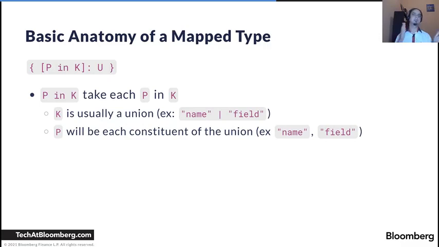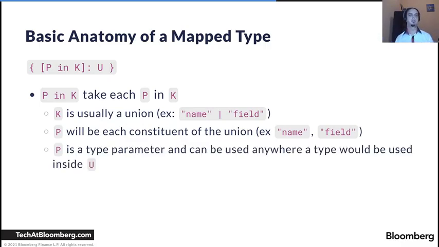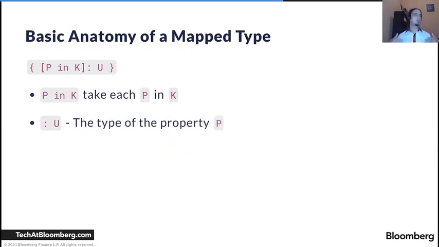And P will be each constituent of the union in turn. So first of all it will be name, then it will be field, then it will be whatever else is in the union. P is a new type parameter and can be used anywhere a type would be used inside the type expression U. So what is U? U is the type of the property P. So for each constituent in the union K, which is going to be name and age, each one of these is going to get its own type.